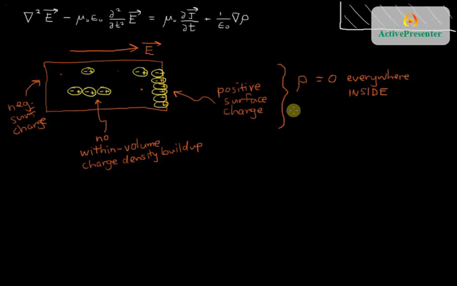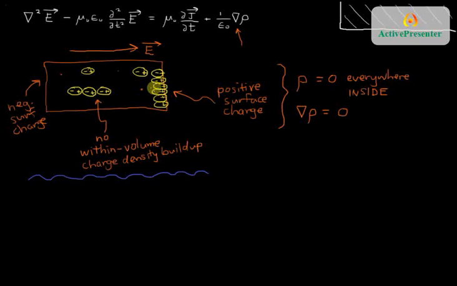Well, if rho equals 0 everywhere inside, then of course the gradient in rho, the amount that the charge density changes as you move around inside the glass, well, that's also 0. So that makes us think that this second term up here is going to go to 0.